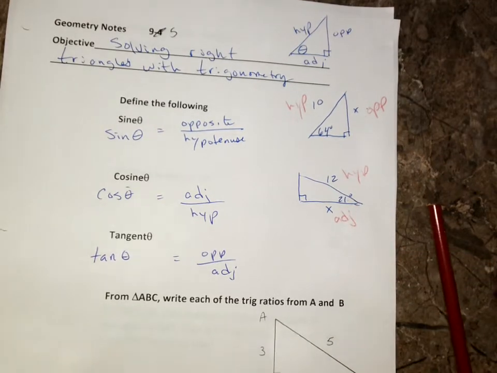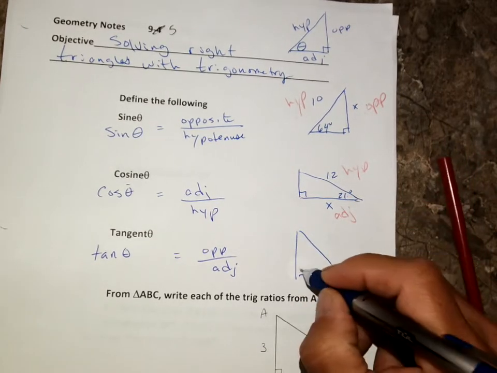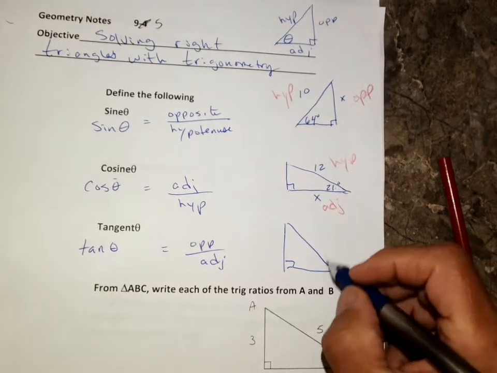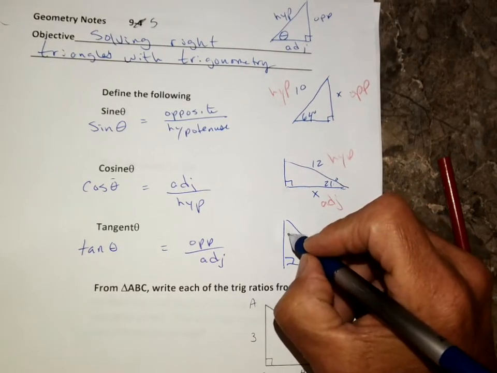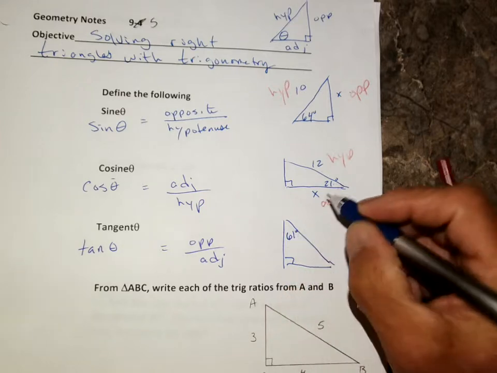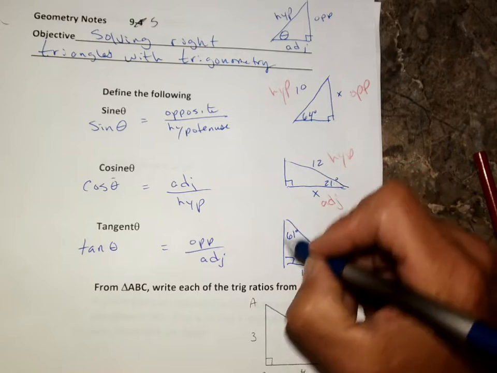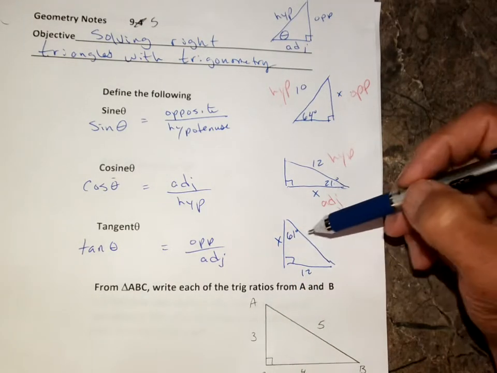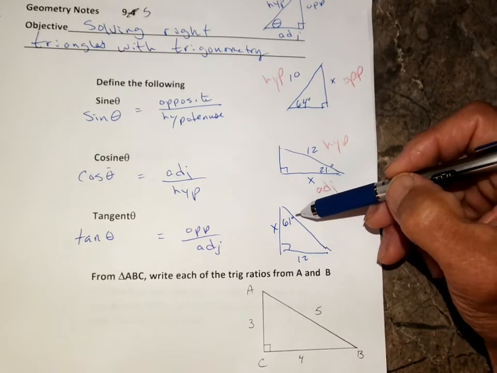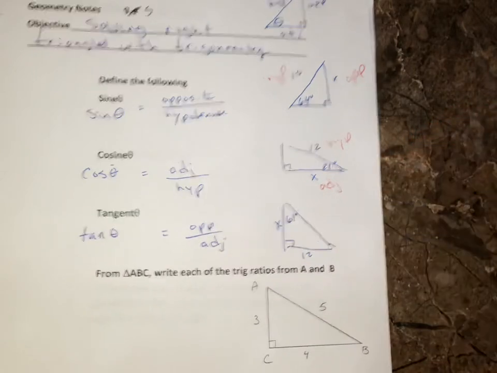So what about this example? We always go to the angle first. The angle tells us what we're going to do. So if I go to my angle, let's say this angle is 61 degrees, and let's say this is 12, and this is x. So you go to your angle, and then you name your sides. So you go to the angle, that's my opposite, and that's my adjacent. I would use tangent.